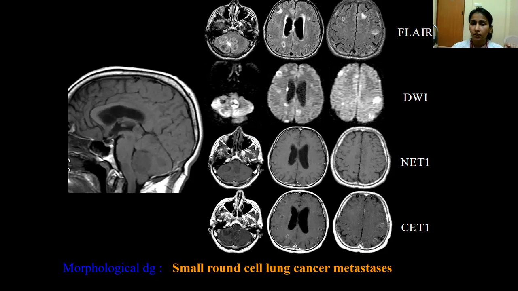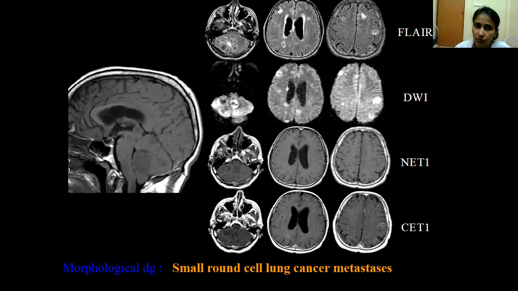Then in diffusion weighted imaging, diffusion restriction is seen because there is hyperintensity in the DWI, and the corresponding ADC shows hypointensity, like in the cerebellar hemisphere. Then in FLAIR, you are seeing the peripheral hyperintense rim and the central hypointense area located in multiple locations. Okay, and like in the centrum semiovale, on the left side 3 lesions are seen, then 1 on the right side.